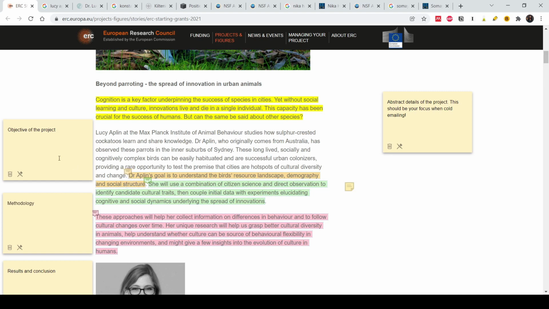But the next thing I want us to look at is to identify the objective of the project, which is here.